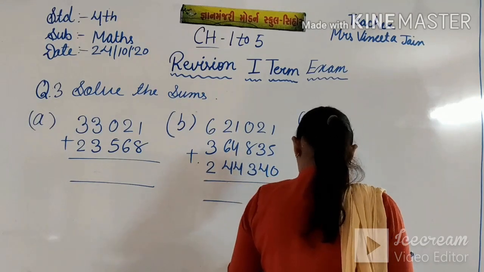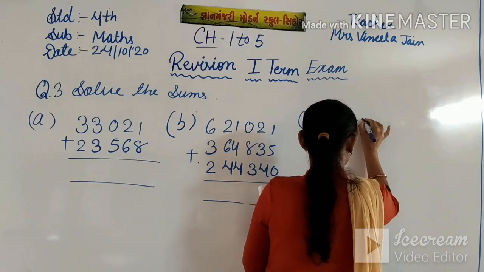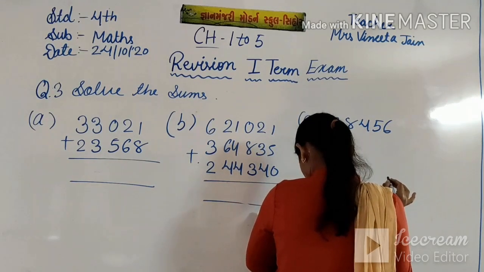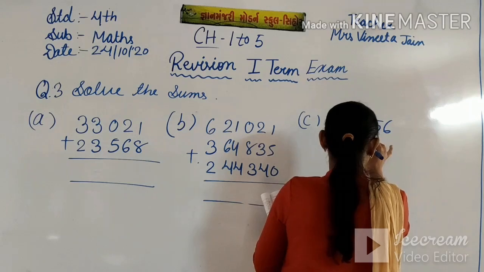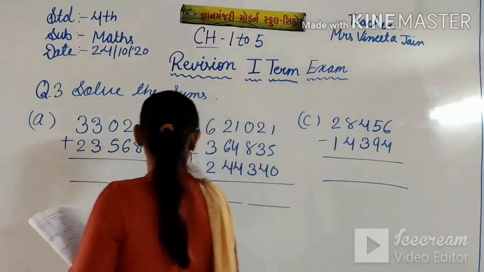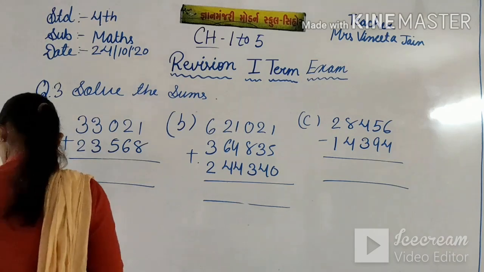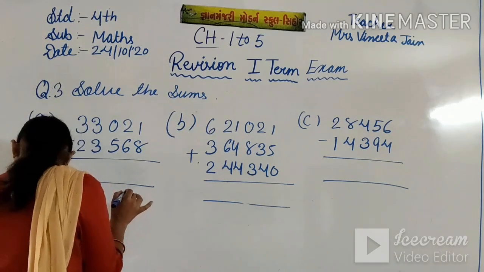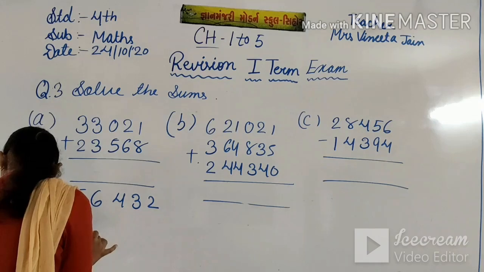Next, 28,456. Next, 14,000. Next, 56,432. Next, 17,954.